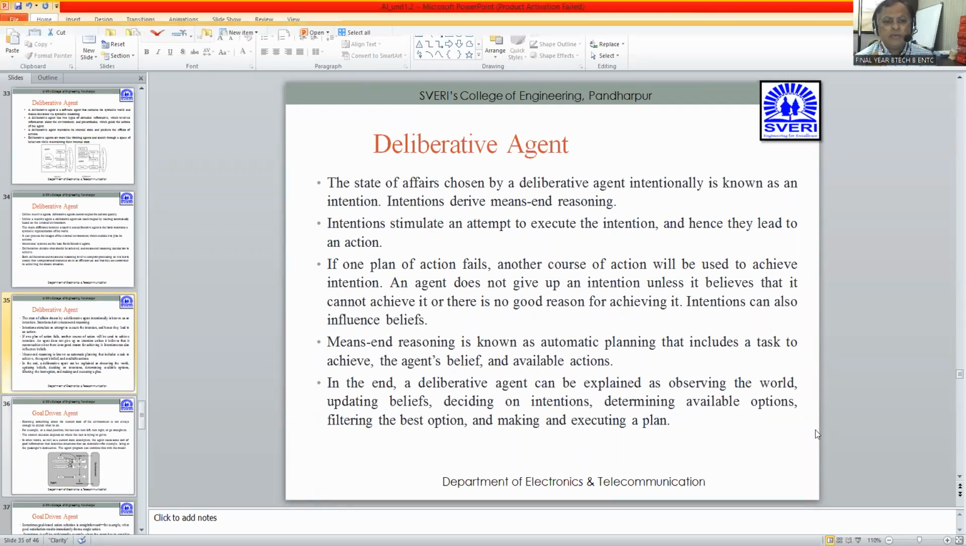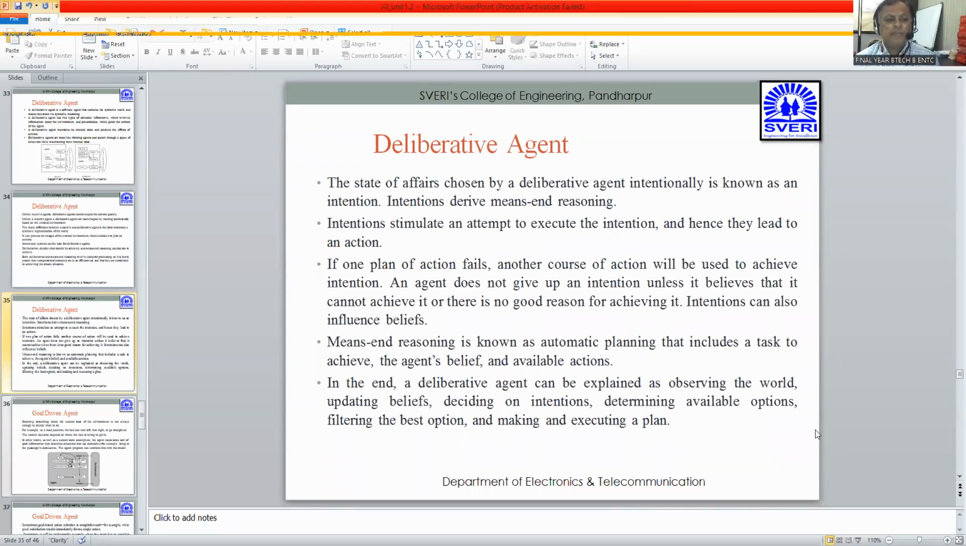So what kind of things are you going to choose depends upon what kind of intentions you have. And if you're having those intentions, that will drive the means-end reasoning. Now, what is means-end reasoning? Means-end reasoning is nothing but automatic planning. So it mainly depends upon the intentions. If the intentions are good, according to the intentions, it will derive the means-end reasoning.